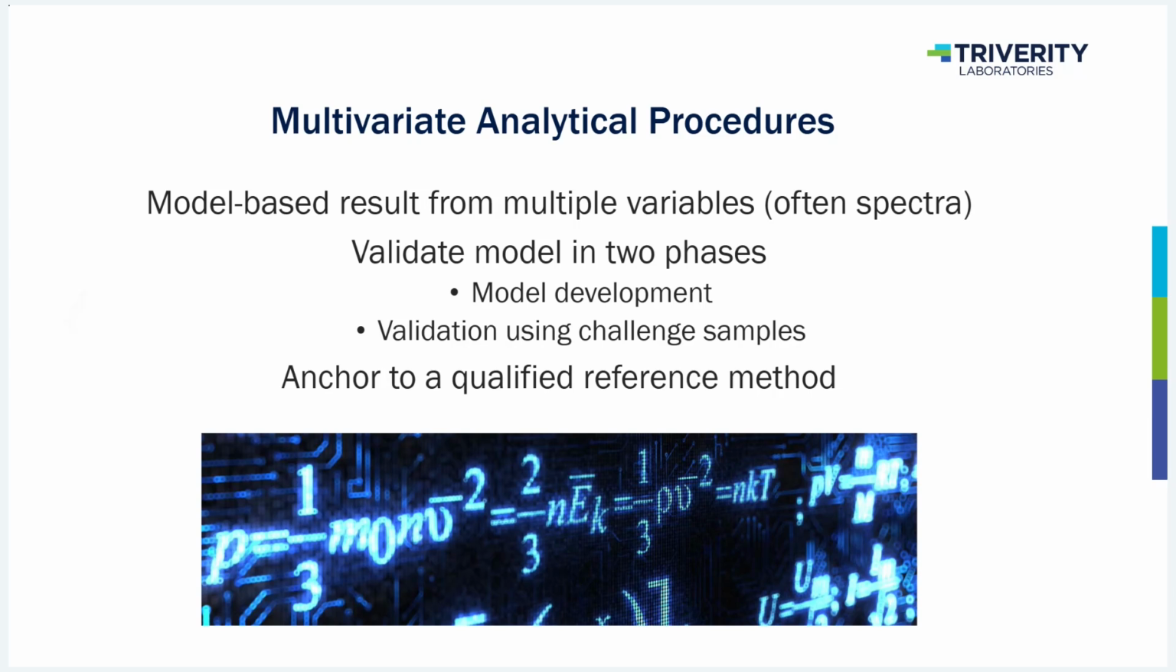There are 2 phases. One, you need to do your model development, and you need to make sure that the data you're putting into that model is anchored to a qualified reference method, like the USP moisture or water content method. You want the data going into this model to come from a qualified method. And then you want to validate using challenge samples, so samples that have different analytes in them, so that you can make sure that your model actually works for the analytes that you're testing for.